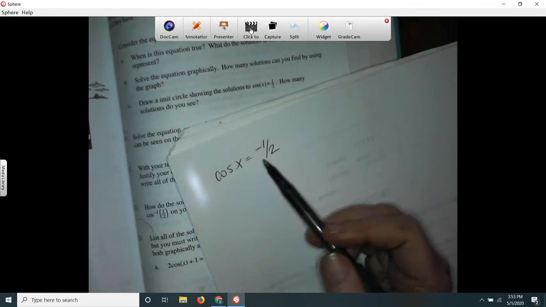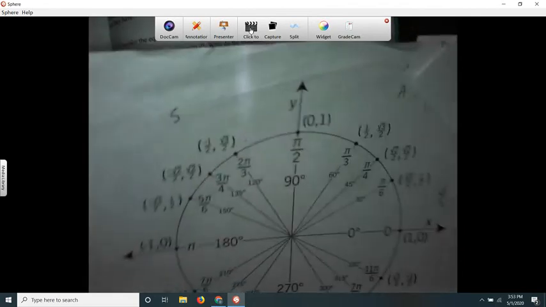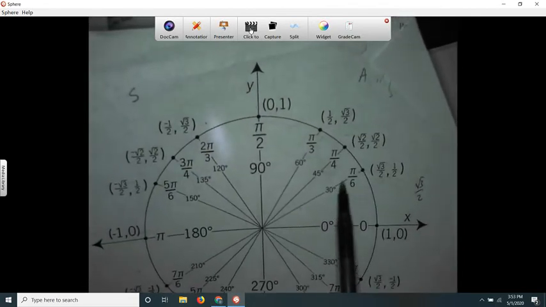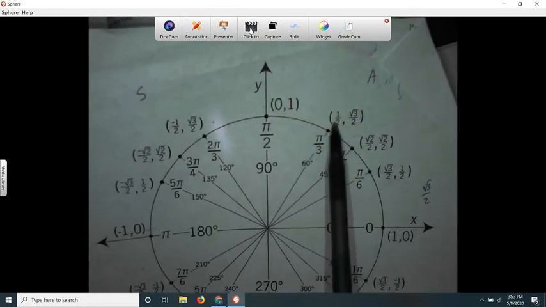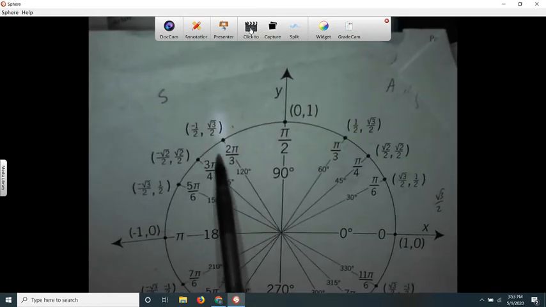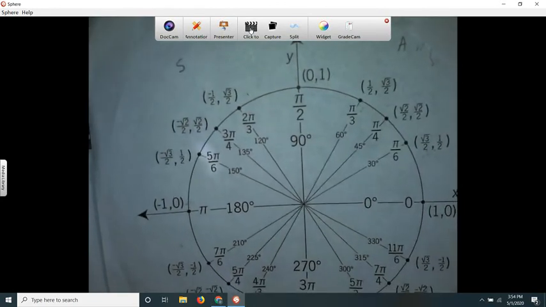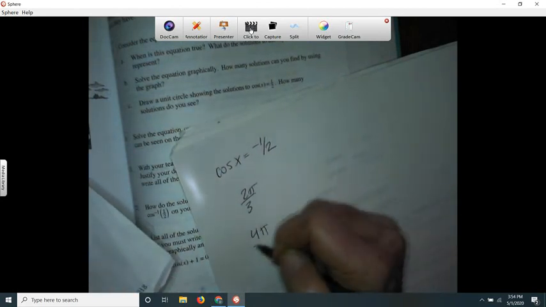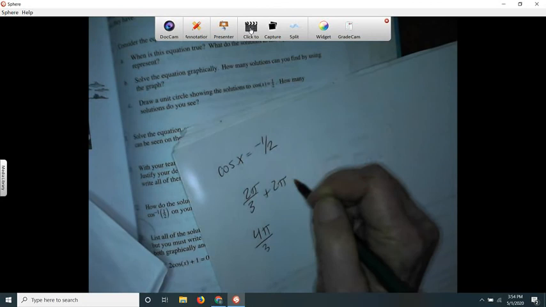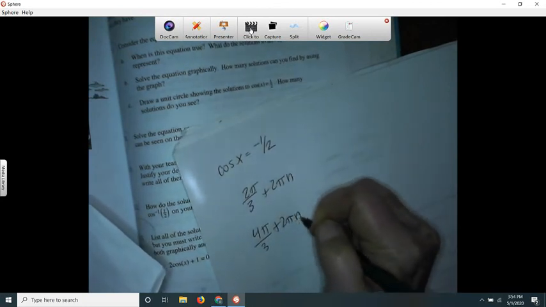Okay, so when is cosine x a negative half? I happen to have this right in front of me. Cosine is the first part of the ordered pair. That's positive half, I don't want that. I'm looking for negative half. So it's at 2 pi over 3. And there's going to be another spot somewhere. Let's look for a negative half. And 4 pi over 3.